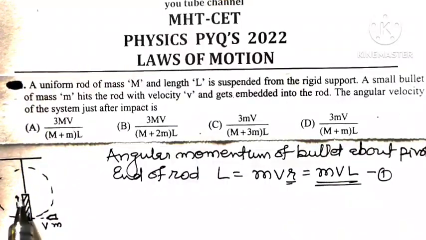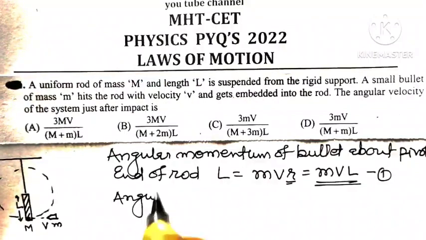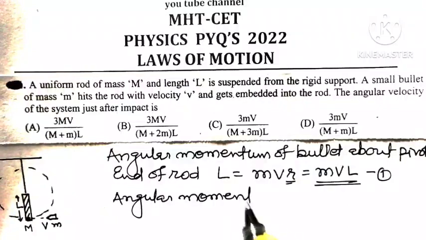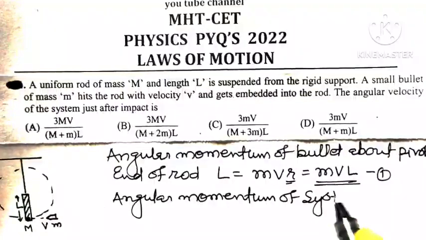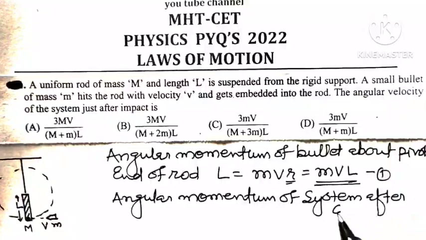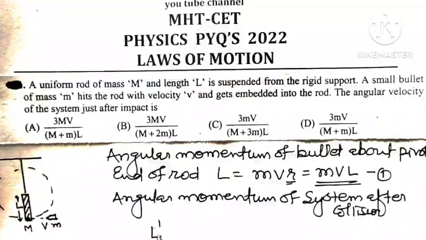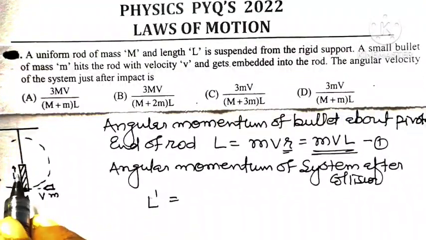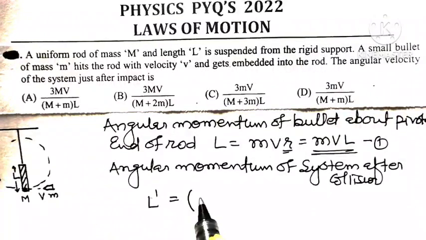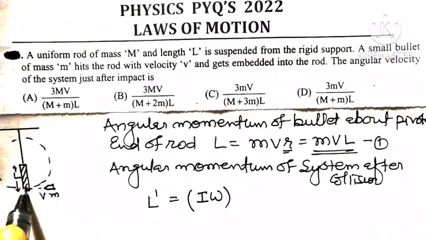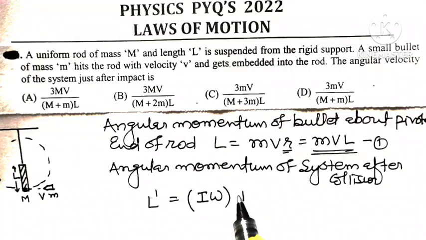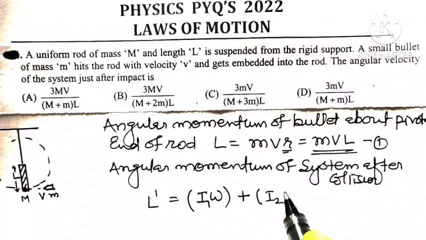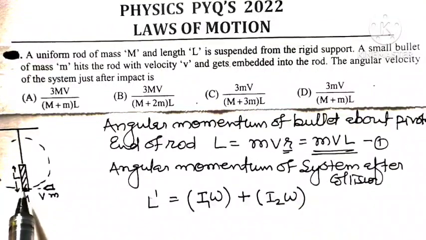Now, when the bullet gets embedded, both the rod and the bullet start performing circular motion. So, the angular momentum of the system after collision, L dash, is equal to the angular momentum of the rod, L = I omega, the angular momentum of the rod about one of its ends, plus the angular momentum of the bullet. Because the bullet gets embedded with the rod, both the rod and the bullet will move with the same angular velocity. So, that is why omega is the same.